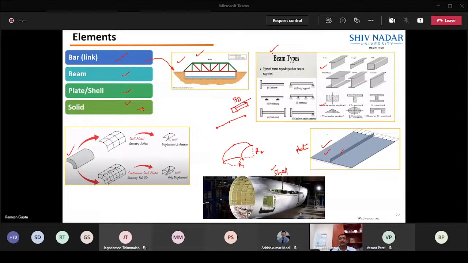So a solid element has only 3 degrees of freedom. That is the displacement degrees of freedom, and you can model any kind of structure. You can model a bar, a beam, a plate or a shell, or even a column, which we can model using solid elements.